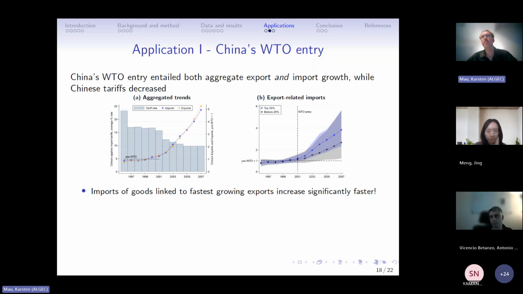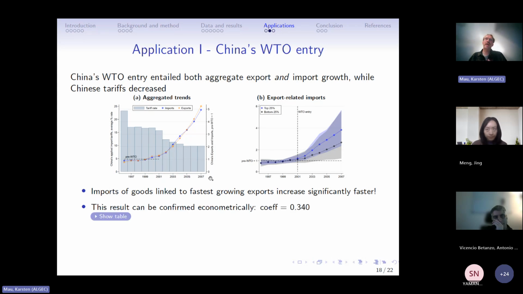We see that the inputs associated with the fastest growing exports are picking up systematically after 2001, which you can see by the blue line and the purple confidence interval. Whereas the group of imports associated with the slower growing exports are also increasing, but much less so. And it's also a bit more all over the place, right?